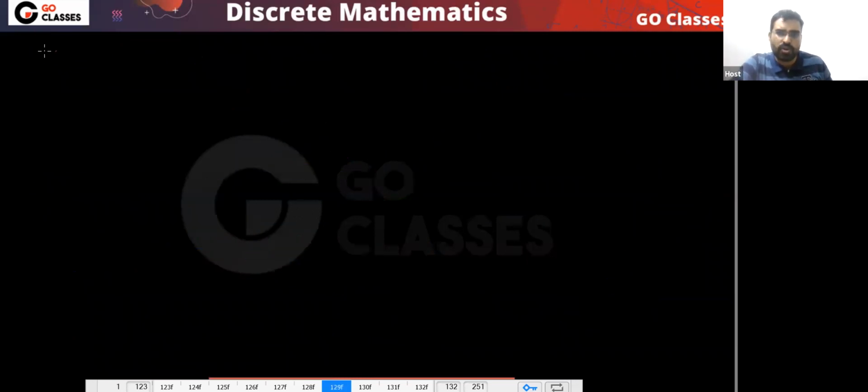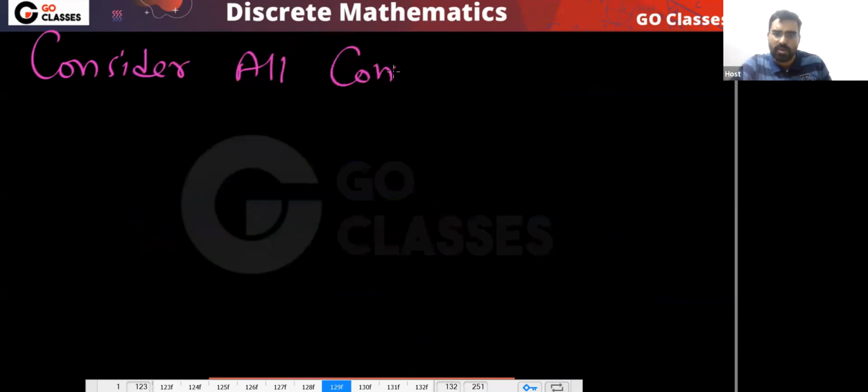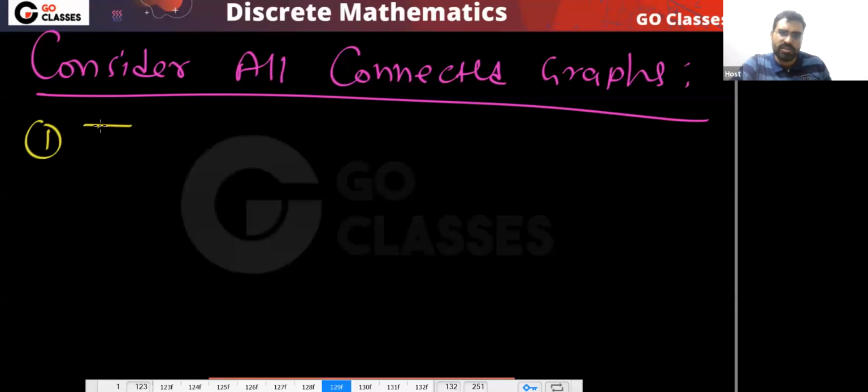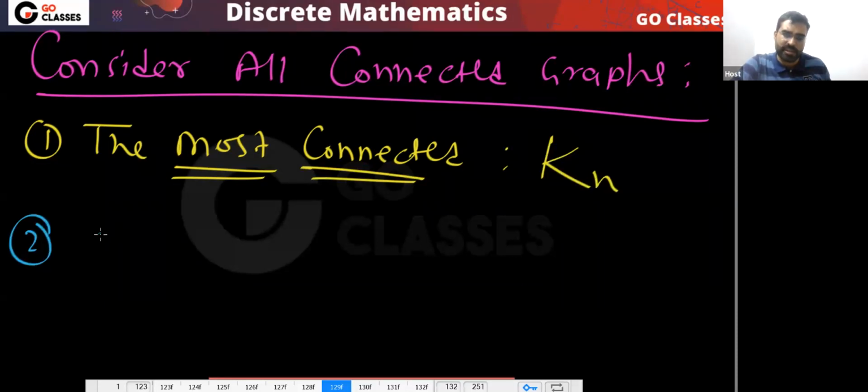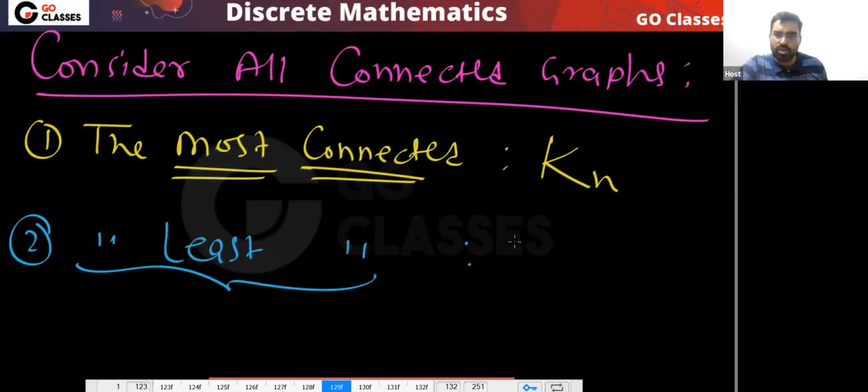Among all the connected graphs, if you notice, consider all connected graphs. Who is the most connected? That is your complete graph on n vertices. And who is the least connected? Least connected is your tree.